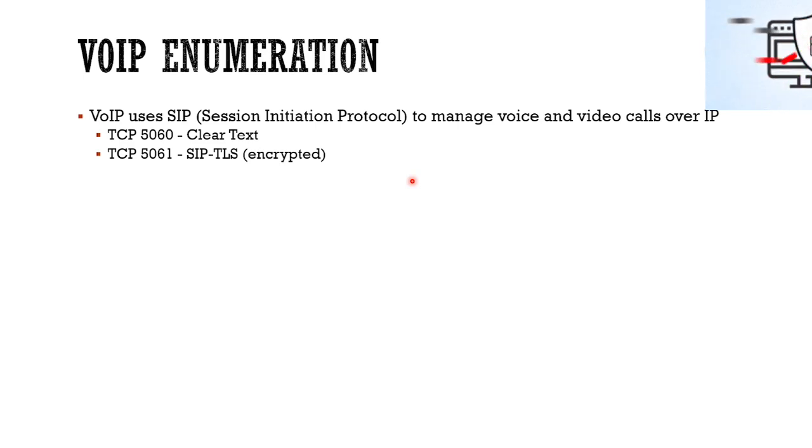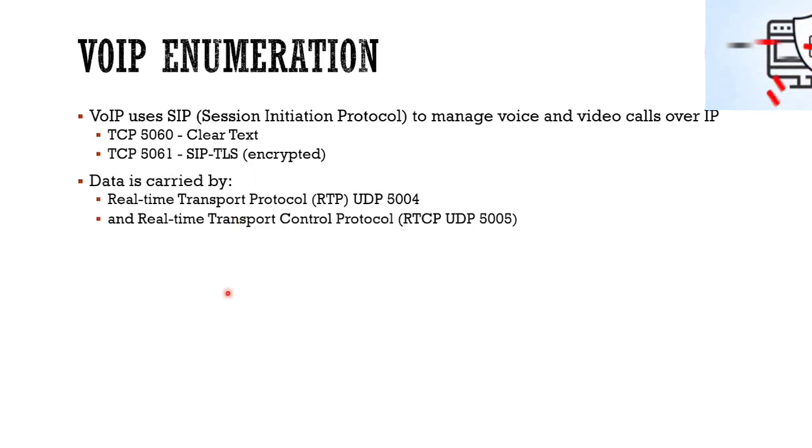PPP didn't do video. So SIP is clear text, TCP 5060. Now, you can have SIP TLS encrypted, but there's no guarantee that that's being used. SIP is just to manage the call, to make a phone call, do some handshakes, and hang up. The data is carried by something else called the Real-Time Transport Protocol, UDP 5004, or the Real-Time Transport Control Protocol, UDP 5005.